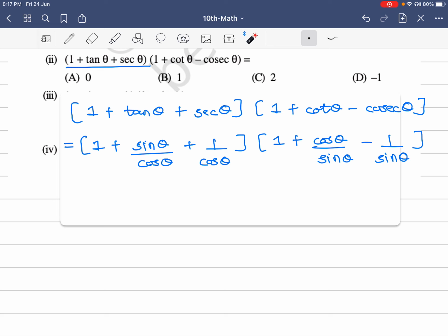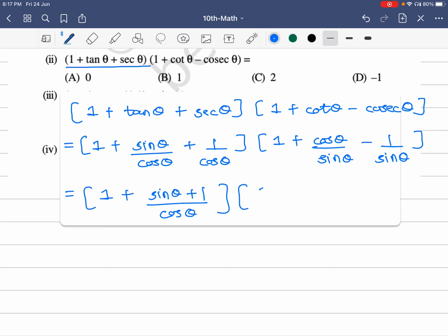Now let's try to solve this first bracket. That will be equal to 1 plus sin theta plus 1, the whole upon cos theta. Okay, because the denominator is the same, we add the numerators. And similarly here we are going to have 1 plus cos theta minus 1, the whole divided by sin theta. Same concept, the denominator is the same, so we do the operations at the numerator.